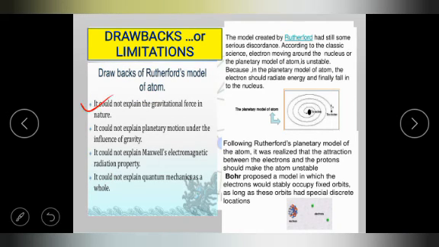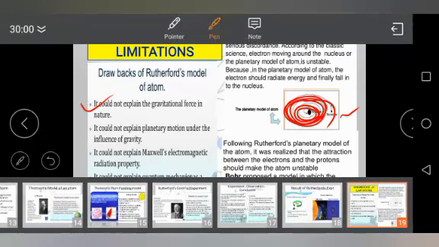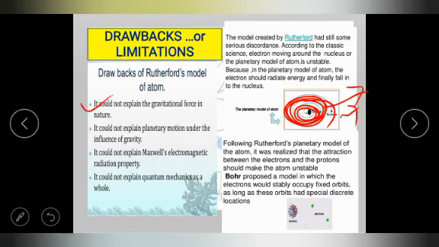It couldn't explain the gravitational force in nature, as he said electrons will continuously move around the nucleus, and at one time they will emit all their energy, and by emitting energy, the electron will fall into the nucleus. In that case the atom will be destroyed. It couldn't explain planetary motion under the influence of gravity. It couldn't explain Maxwell's electromagnetic radiation either, which we will discuss next. It couldn't explain quantum mechanics, which we will also discuss in future.